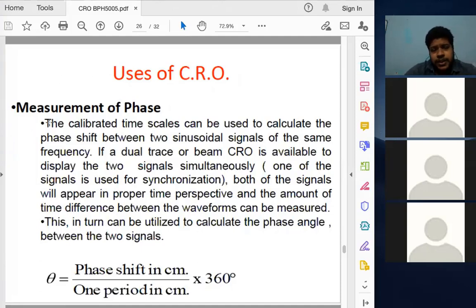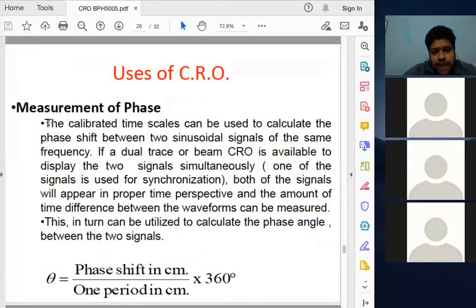So for measurement of phase, we give two signals and look at both on the screen, and there is a method to calculate the phase shift between them, which we can do using the CRO. After learning how we measure voltage and frequency, we are now going to the third application of this instrument, the measurement of phase.